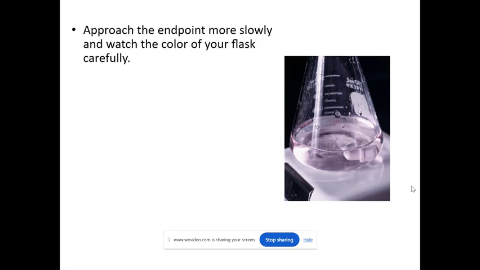Okay, so approach the endpoint slowly, right? As you start seeing more and more of the color change, you want to start backing off the stream of sodium hydroxide and go more drip by drip. Not too much, not too slow, because we only have an hour to get this done, but back off and slow down. And if you need to stop and swish the flask around, do that. Because you want to stop right when it turns pink, and maybe even right before that.